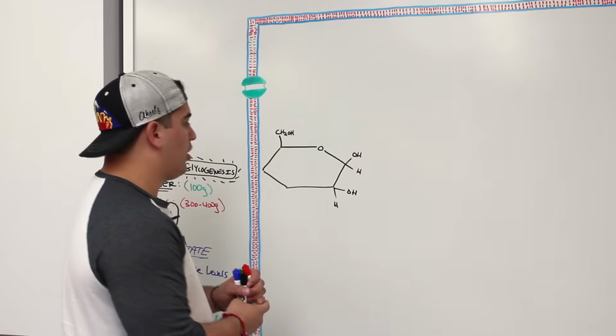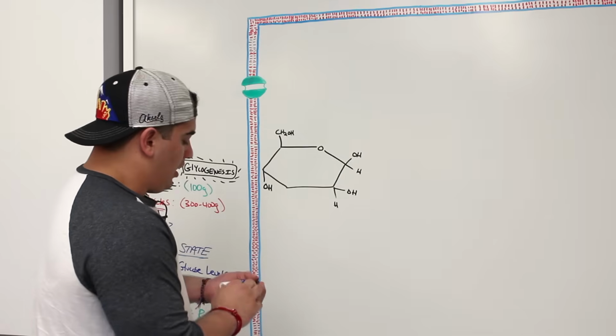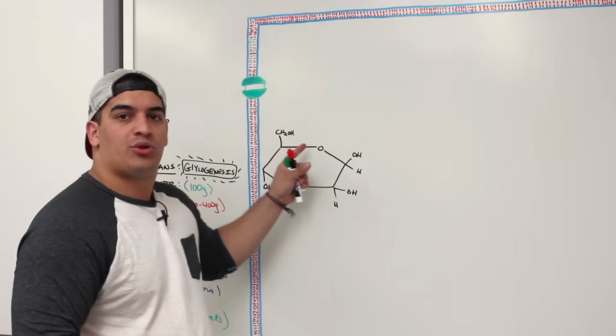What's the significant component of this, though? Over here, also in the 4-carbon, there can be an OH. Let me number the carbons for you. So this is the general structure of our glucose molecule.